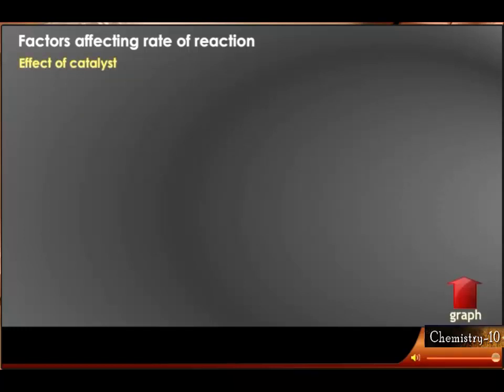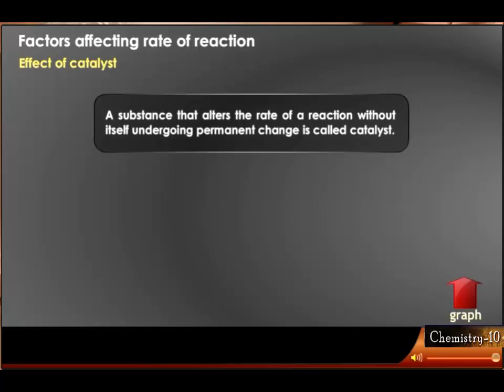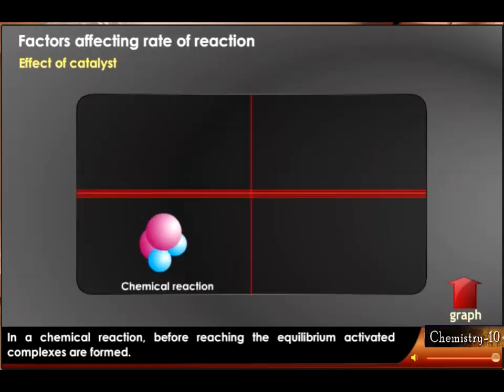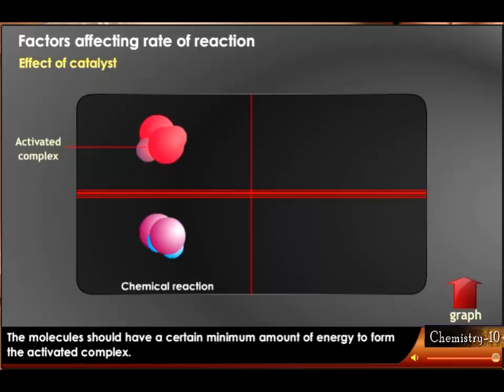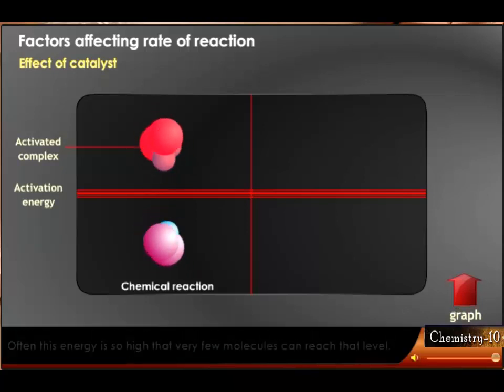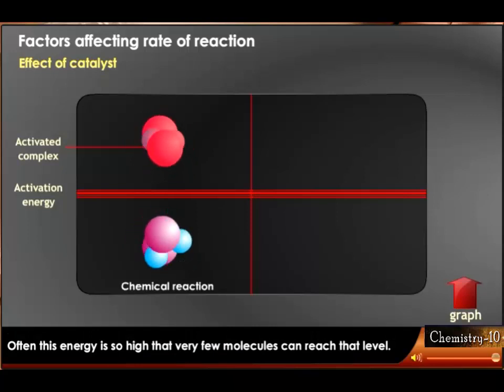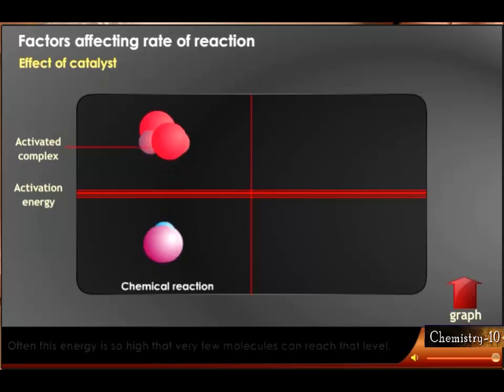Effect of catalyst. A substance that alters the rate of a reaction without itself undergoing permanent change is called catalyst. In a chemical reaction, before reaching the equilibrium, activated complexes are formed. The molecules should have a certain minimum amount of energy to form the activated complex. Often this energy is so high that very few molecules can reach that level.